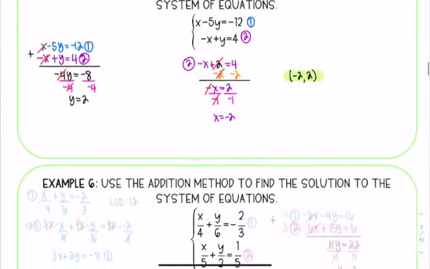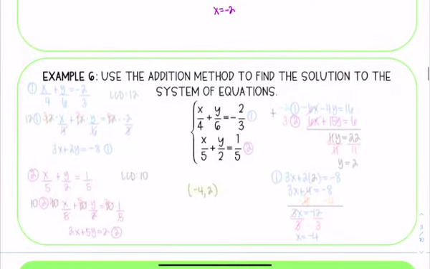Let's go ahead and try something a little bit more complicated for example number 6. So the first thing we want to do is let's go ahead and get rid of the fractions for both of these sets of equations. So let's look at equation number 1 first. We've got x over 4 plus y over 6 equals negative 2/3.